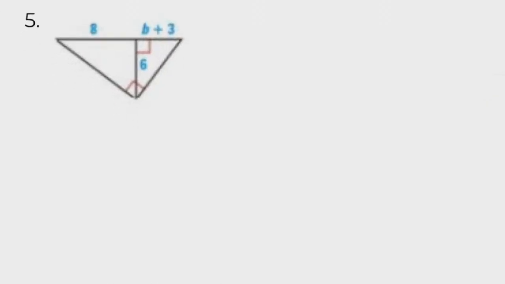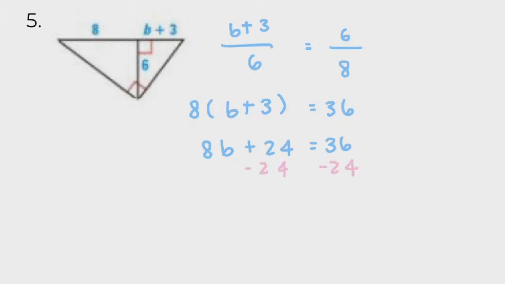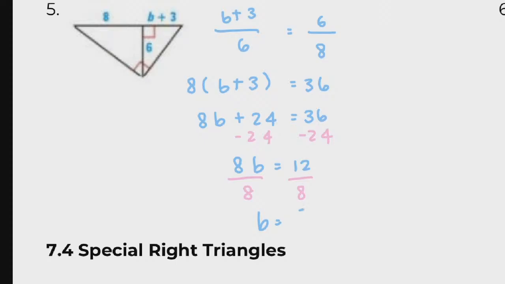Okay, number 5, we're using the altitude. So this setup would be (b + 3)/6 = 6/8. So we're going to cross multiply. We'll get 8 times (b + 3) equals 36. So that'll be 8b + 24 = 36. And then subtract 24. So we get 8b = 12. And then divide by 8. And we'll get 3/2, because we can divide all the numbers by 4.